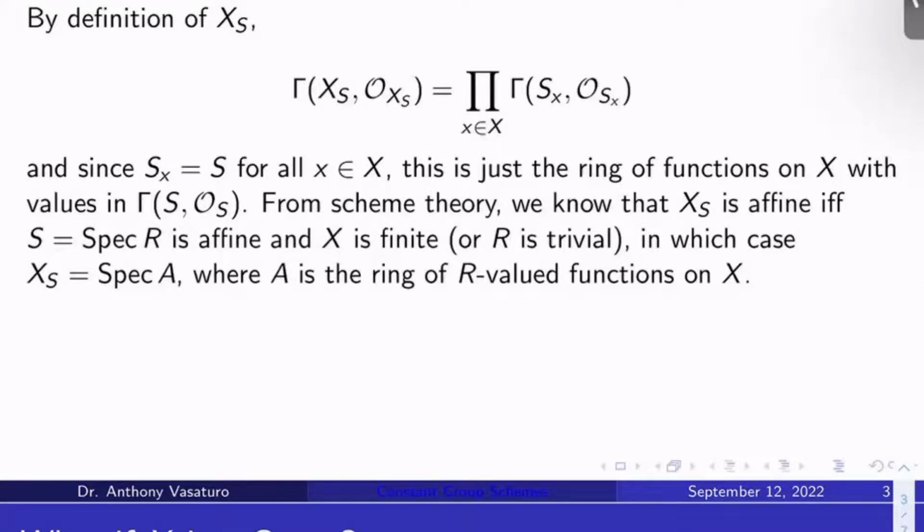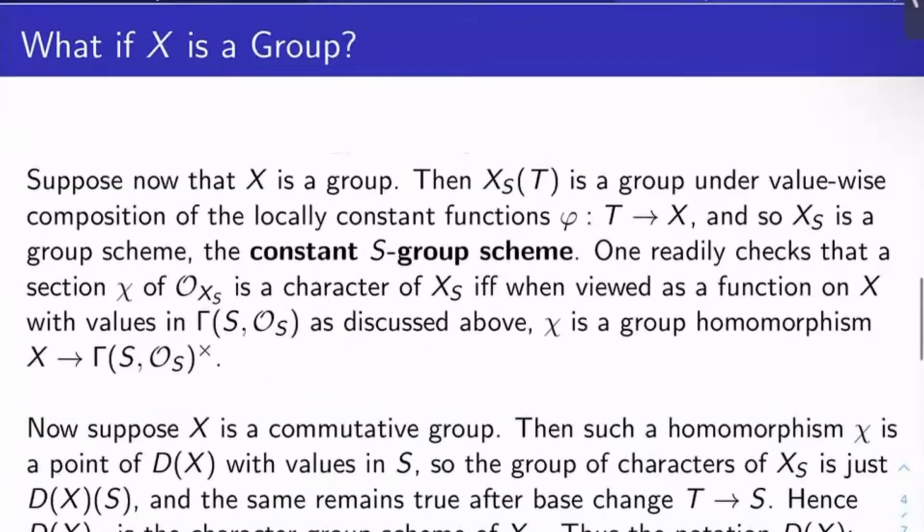All right. So now let's move towards groups. What if x is a group? So suppose x is a group, then x sub S of T is now a group under value-wise composition of the locally constant functions phi from T to x. Well, this is functorial, so x sub S is a group scheme, right? And we call this the constant S-group scheme. Hopefully you see why it's called that now.